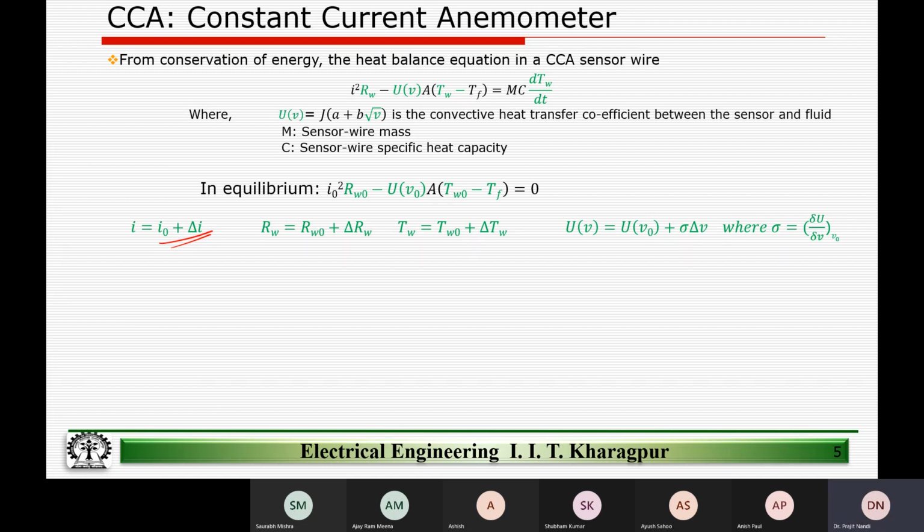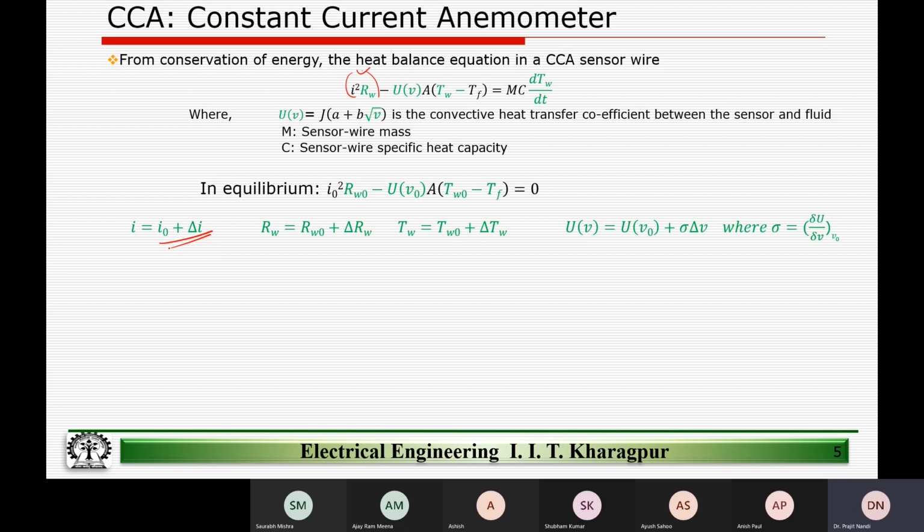Why will the resistance increase? Because if we increase the current, the amount of heat that is going to be generated in the wire is going to increase. So the overall heat that is left for the sensor material to increase its temperature will be more. So delta TW dt will be positive, right?